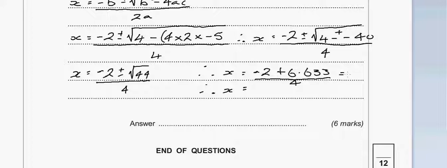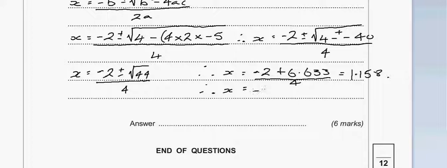Okay, that's the calculator paper, so we can now put in minus 2 plus 6.633 equals, and this is going to be divided by 4, which gives me 1.158. Okay, so that's one answer.